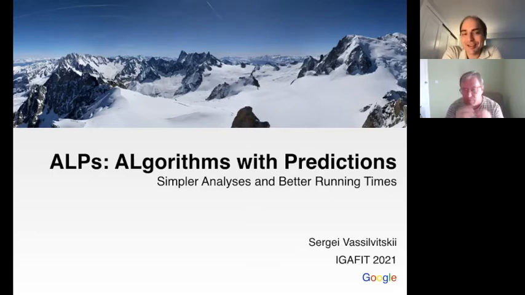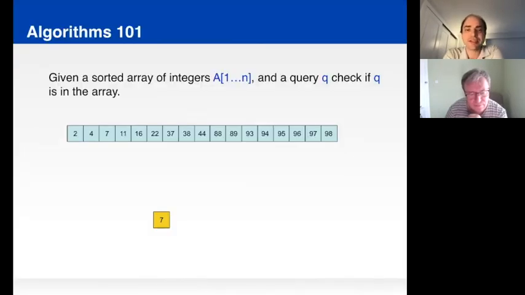So let's begin. As Arthur said, the talk today is about this relatively new area of algorithms with predictions. And the best way to describe it is actually through a very simple motivating example to get us all on the same page. So let's think back to algorithms 101. You're given a sorted array of integers, 1 through n. Here it is, 2 through 98. And I give you a query, the number 7, and I ask you to check: is the query in the array?